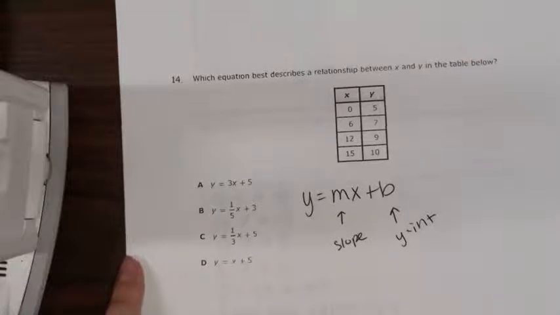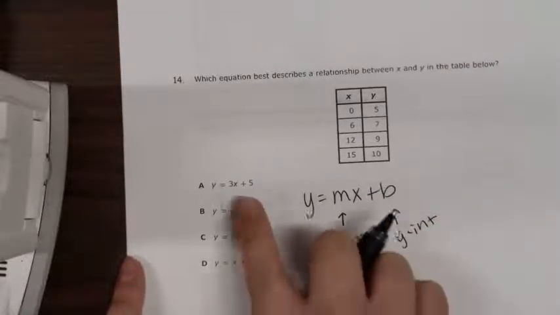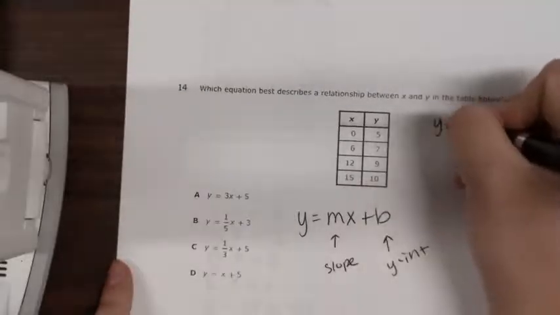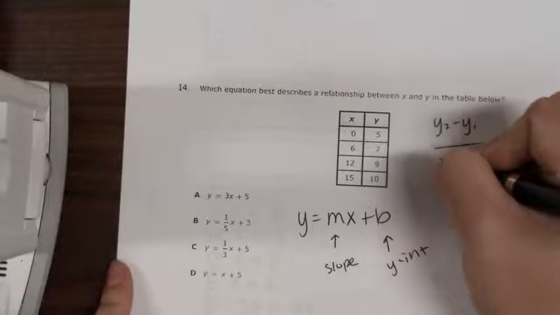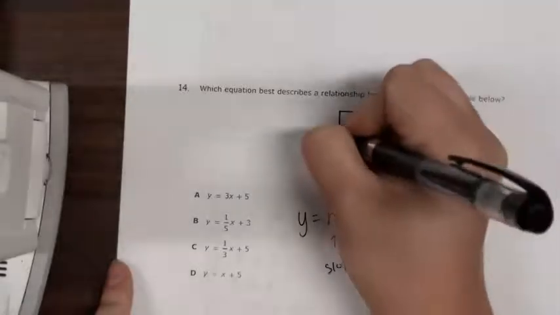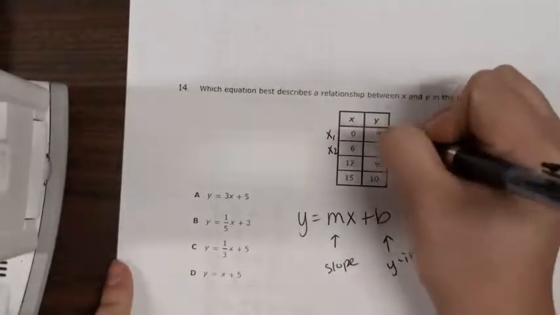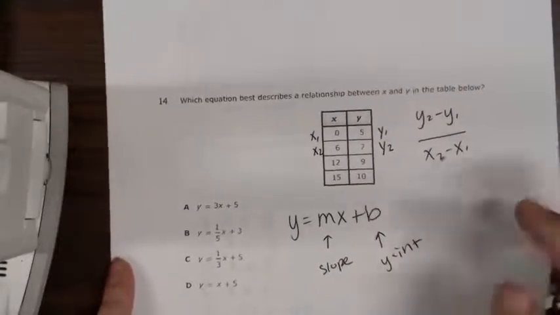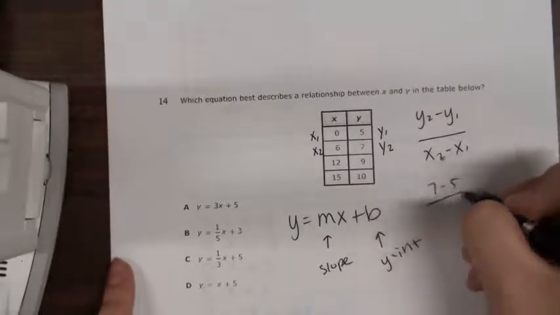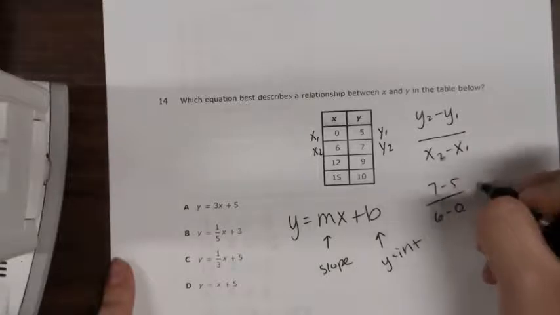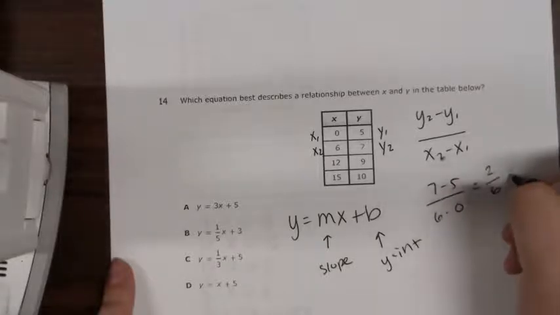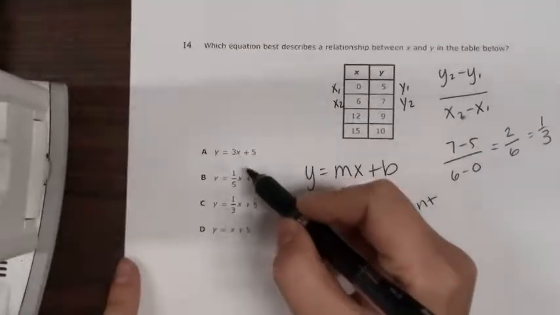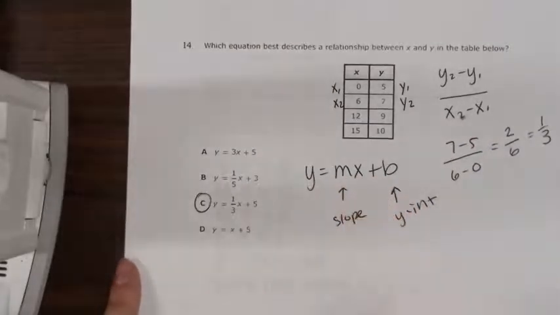So what we can do is solve for the slope and then find out which answer choice has that same slope. If you remember, the slope is y2 minus y1 over x2 minus x1. I've got x number 1, x number 2, y number 1, y number 2. When I plug those in, I have 7 minus 5 over 6 minus 0, 2 over 6, which is 1/3. So I'm going to look at my answer choices and see which one has a slope of 1/3. Oh, look at C.